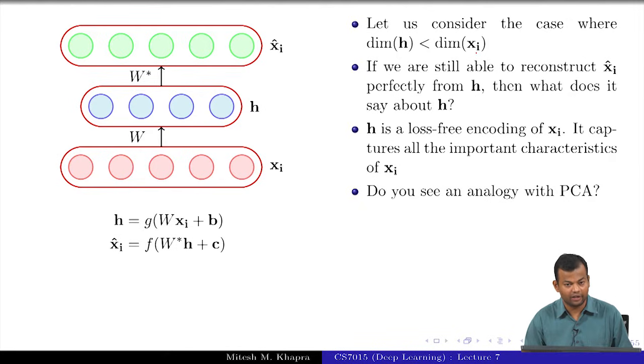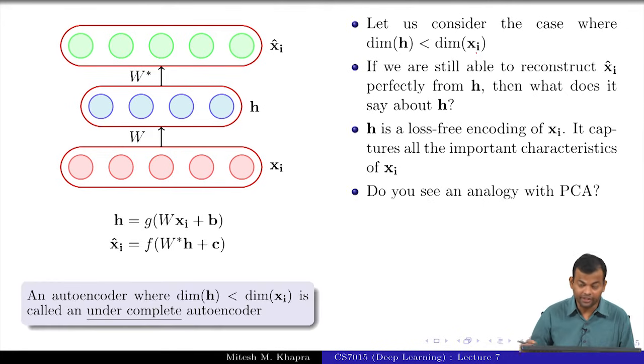And now you can see an analogy with PCA, because h has all the important characteristics required from the original input data. So, it has probably got rid of all the noise or all the low variance dimensions or the correlated dimensions and so on. And this is just the compact representation, which is as good as the original representation, and from there you can reconstruct the original representation. And such an autoencoder where the dimension of the hidden representation is less than the dimension of your original input is known as an undercomplete autoencoder.